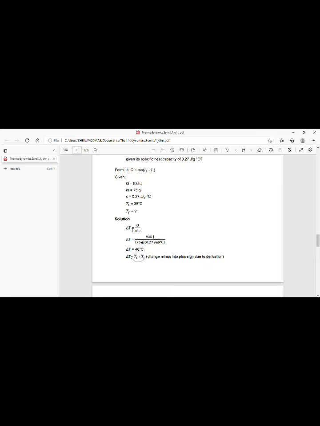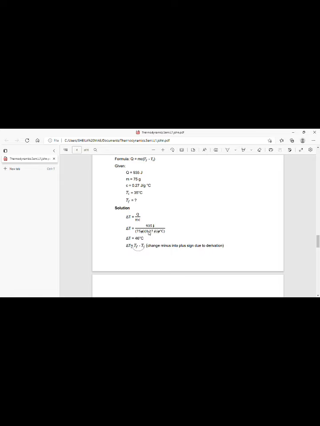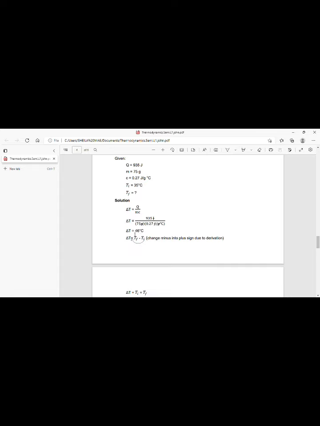the delta T, the change in temperature, is equal to the heat energy over the mass and the specific heat. Our heat energy is 935 joules, the mass is 75 grams, and the specific heat is 0.27 joules per gram degree Celsius. We divide it, and the answer here is 46 degrees Celsius.